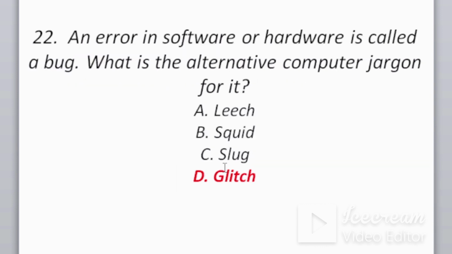Number 22, an error in software or hardware is called a bug. What is the alternative computer jargon for it? A, leech. B, squid. C, slug. D, glitch. The correct answer is glitch.